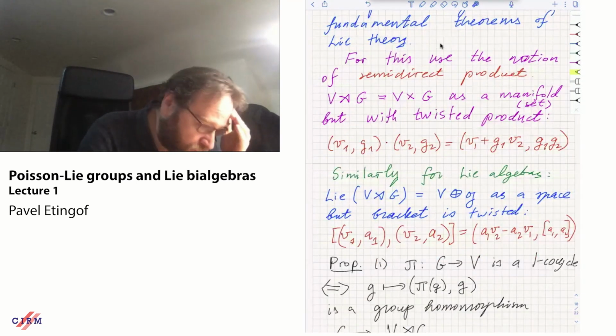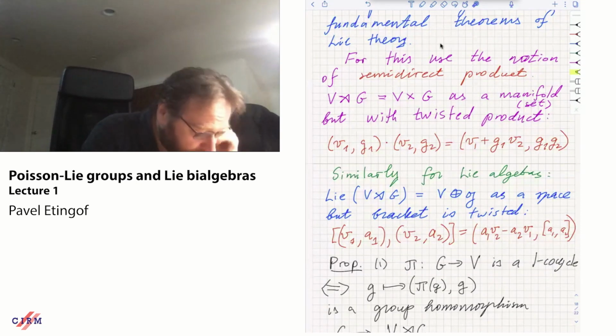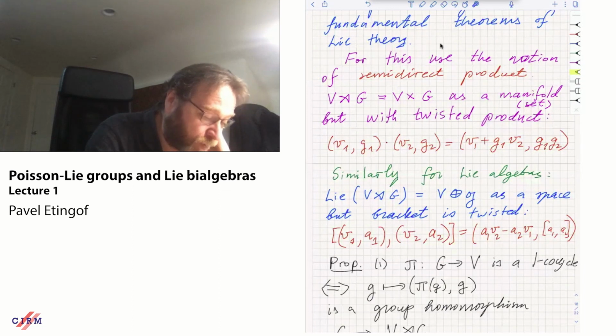And there is a similar story for Lie algebras. And you can glean the definition from computing the Lie algebra of this Lie group. So again, as a vector space, it's going to be V plus G, but the bracket is going to be twisted. (V1, A1) bracket with (V2, A2) is (A1 V2 minus A2 V1, comma [A1, A2]).